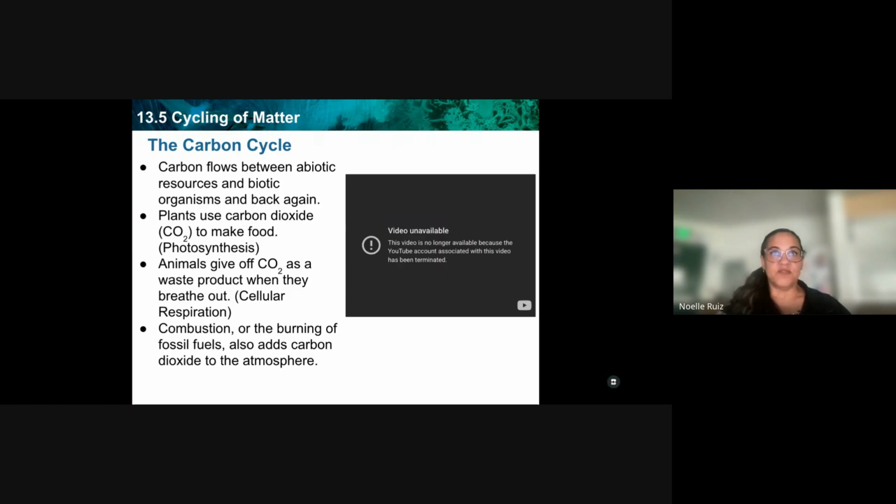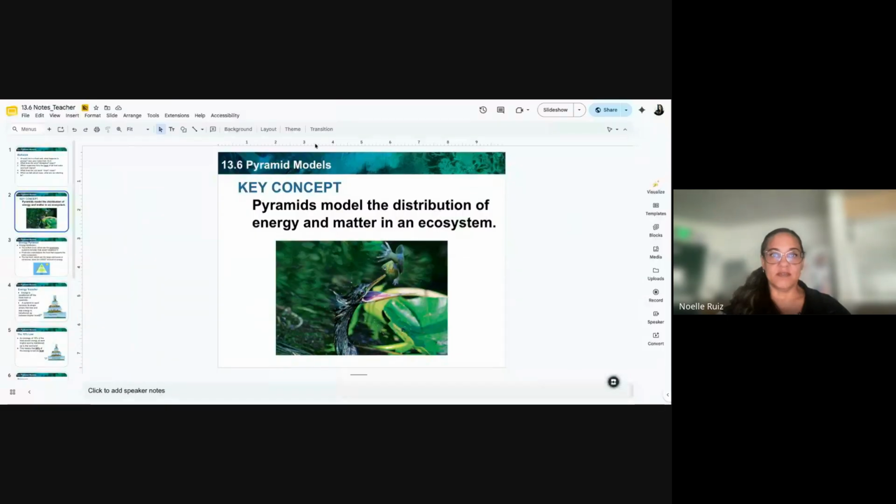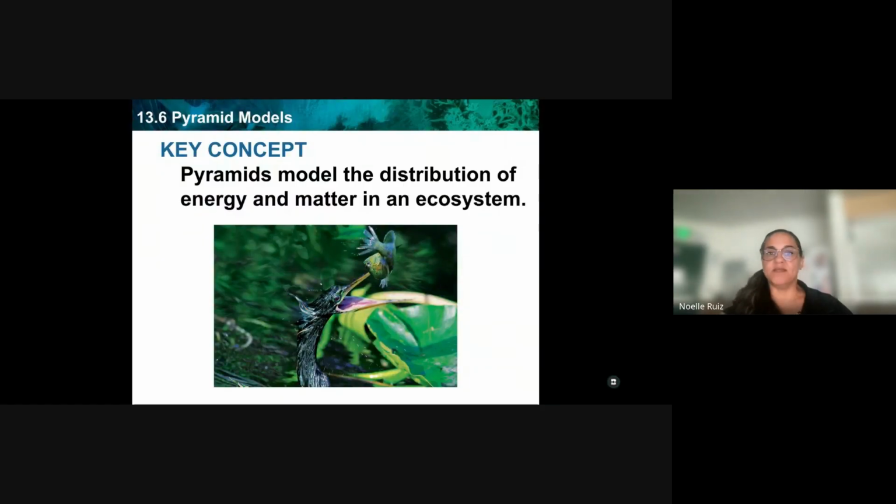All right, we are going to switch over to 13.6. And pyramids model the distribution of energy and matter in an ecosystem. So we did food chains, we did food webs. Now we talk about pyramids and why that shape is important.